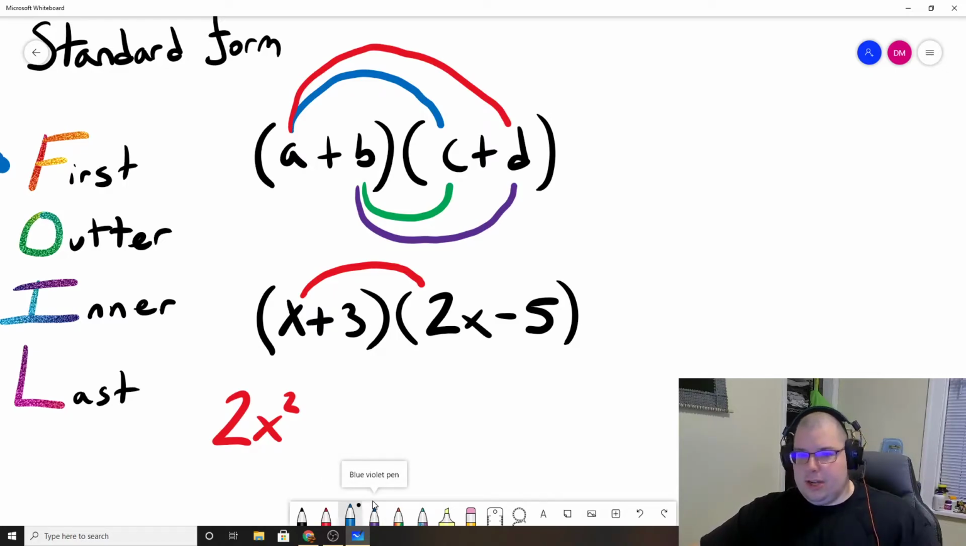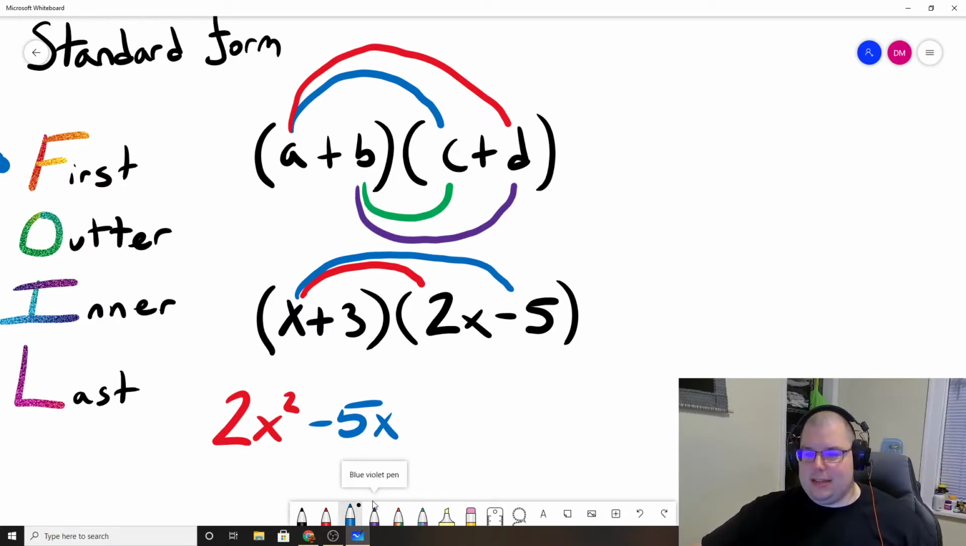Moving on to the outer two pieces. Oh, I just got my color coding wrong from up above. Well, we'll live with it. The outer two pieces now is going to be x times negative 5. And keep in mind, there's still that 1 in front of x. So 1 times negative 5 is negative 5. And then x times the 1, the placeholder of the x, keeps the x on the back of that negative 5. So x times negative 5 is negative 5x.